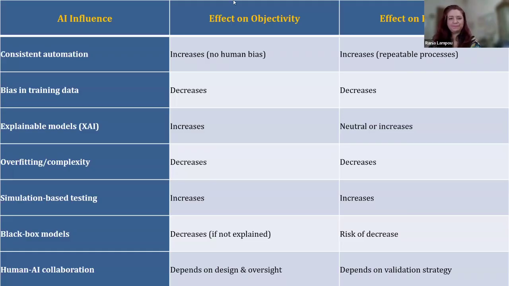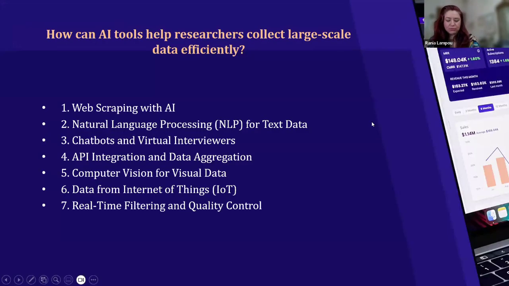So now for data collection and preparation with AI. How can these tools help researchers collect large-scale data efficiently? By automating, by accelerating and scaling up the process, especially in studies involving big data, online sources, or diverse formats.